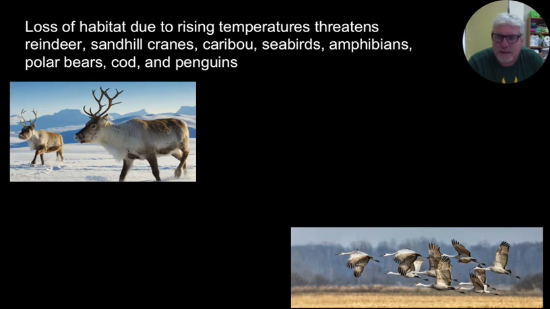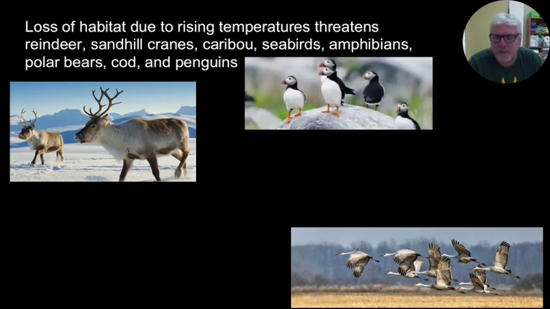Sandhill cranes, which migrate up to Canada and they nest and raise their young up in Canada. They come back down to the U.S. and actually migrate to near Chattanooga, Tennessee. There's a flock of sandhill cranes there. Well, if temperatures are too warm in Canada, then the conditions may change and they're not able to successfully mate and raise their young up there.